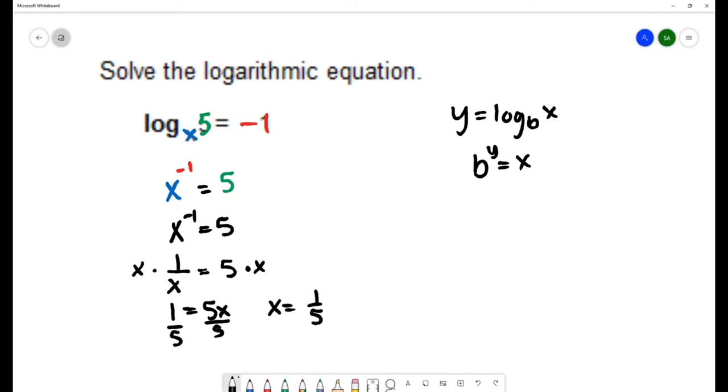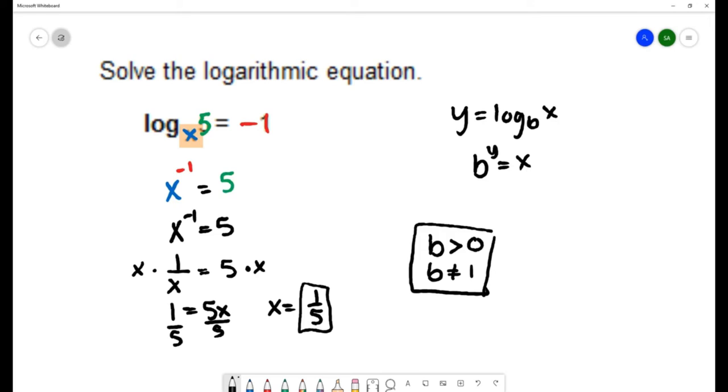1/5. Now this is an interesting example because our variable is in the base, and we have some specific rules about the base. The base is allowed to be positive and also not equal to 1. So these are the restrictions that we have for the base. And since 1/5 is positive or greater than 0 and also not equal to 1, this is a base that is allowed with logarithms. So we have x equals 1/5.